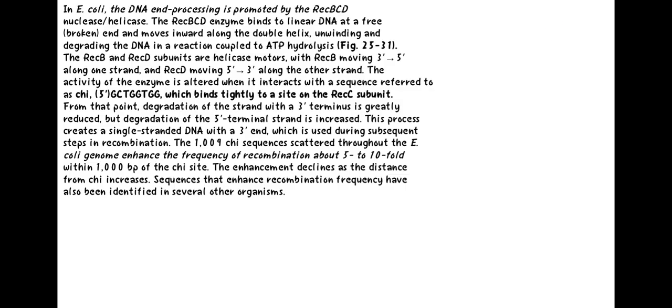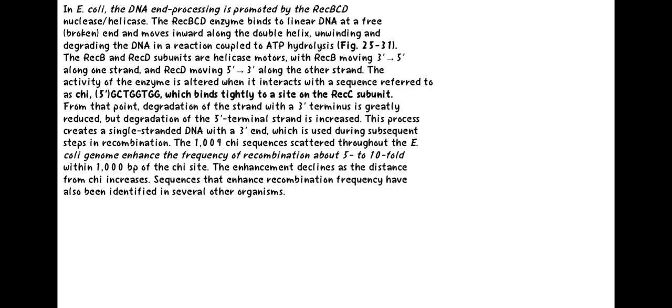The E. coli RecBCD enzyme. In E. coli, the DNA end processing is promoted by RecBCD nuclease/helicase. The RecBCD enzyme binds to linear DNA at a free broken end and moves inward along the double helix, unwinding and degrading the DNA in a reaction coupled to ATP hydrolysis. The RecB and RecD subunits are helicase motors, with RecB moving 3' to 5' along one strand and RecD moving 5' to 3' along the other strand.